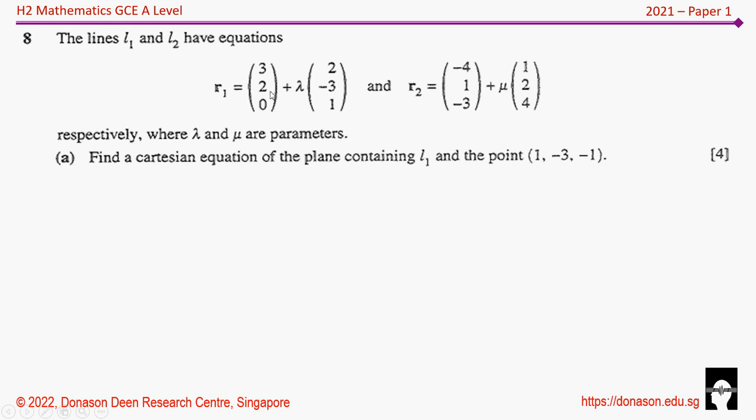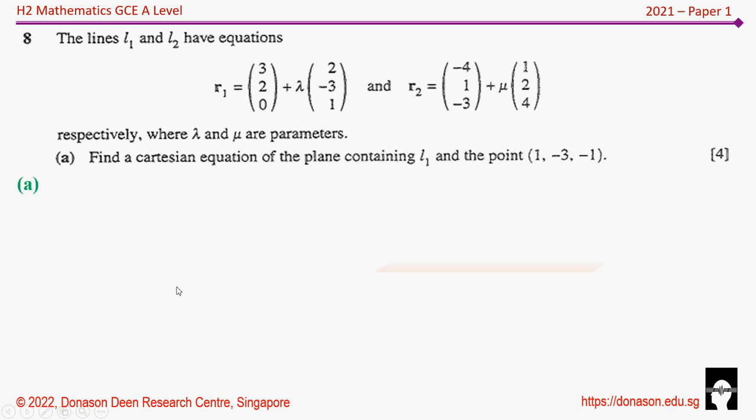Since we have a couple of points on the plane, we can also find the direction vector between this point and this point, and that would give us another vector. And of course, if we take the cross product of this vector and this vector, we will be able to find the normal vector, and then it will be easier for us to move on to finding the Cartesian equation of the plane. So that's how we are going to do it.